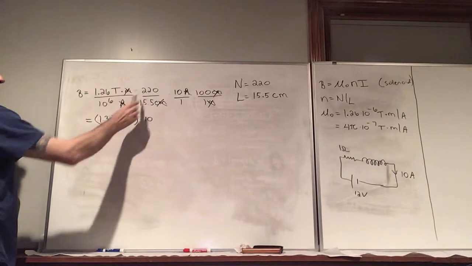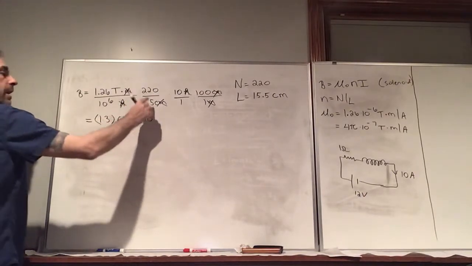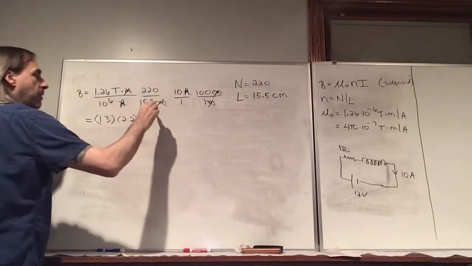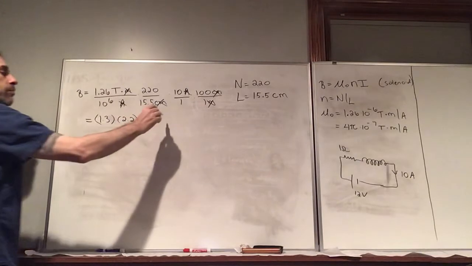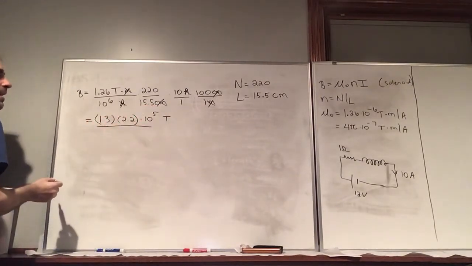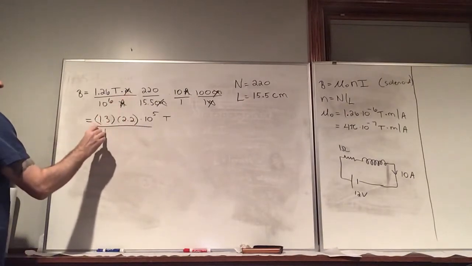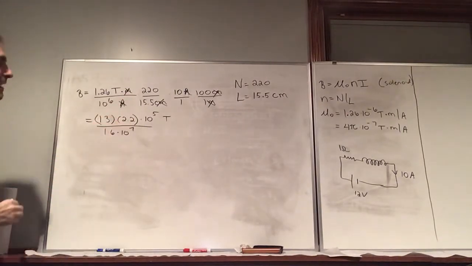So here we've got 2.2 times 100, that's 10 squared. So that'd be 10 to the second, 10 to the third, 10 to the fifth power. So that's what we have on top. And on the bottom, I'm going to say this is 1.6 times 10 to the 7th power.